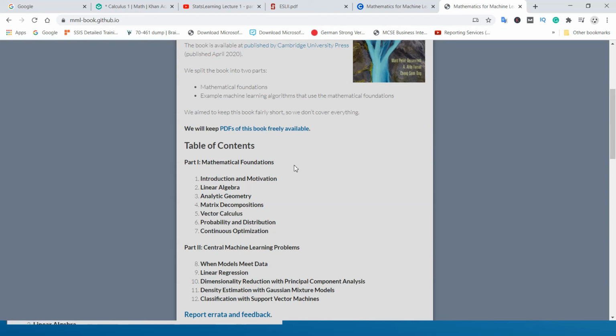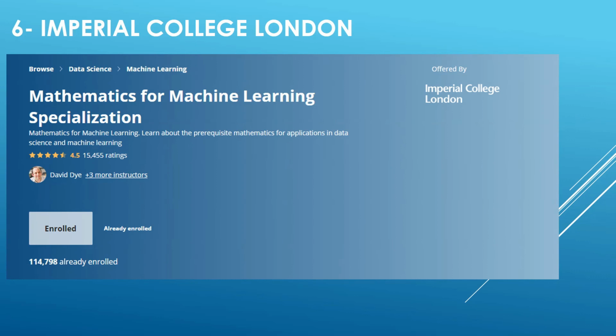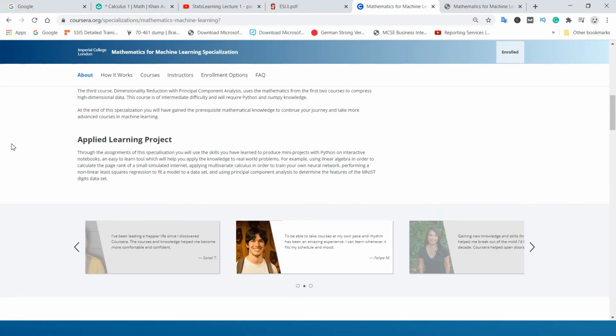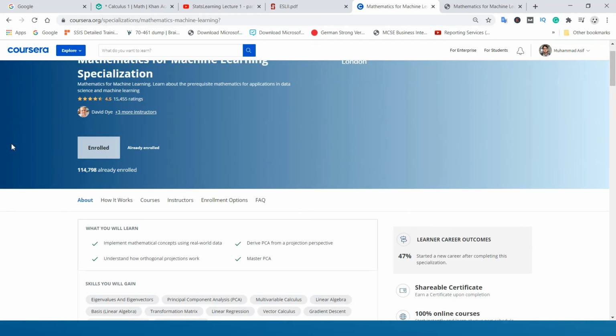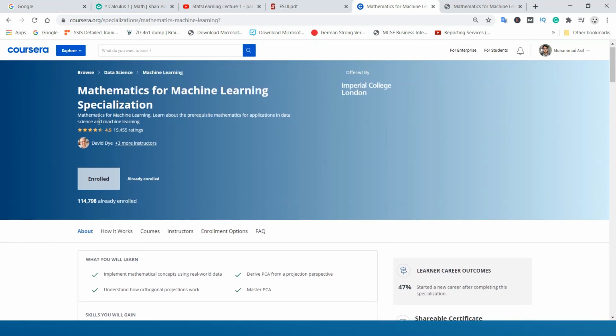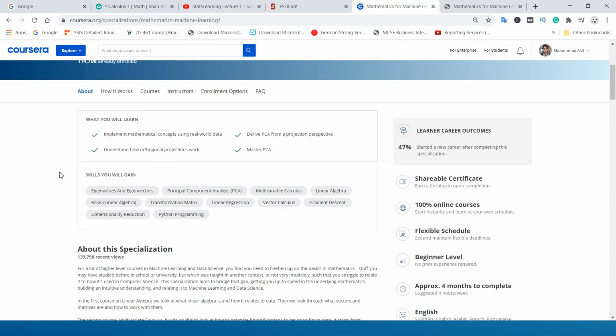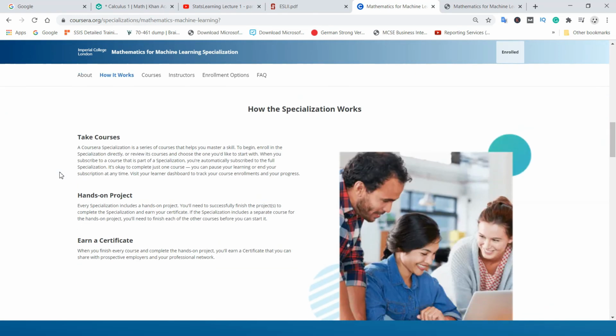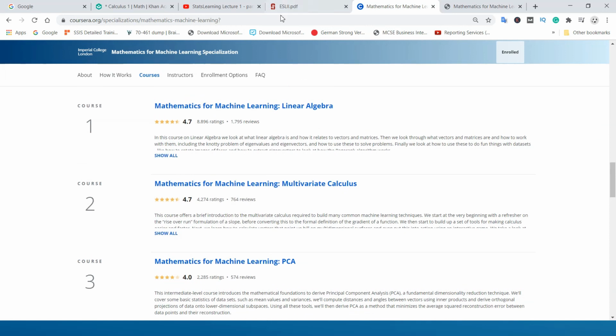The last resource is a Coursera course from Imperial College London. This is the Mathematics for Machine Learning specialization. Normally you have to pay for this course, but if you audit this course, then all the contents will be freely available to you. Here you can see the Mathematics for Machine Learning specialization. There are 3 courses available: mathematics for machine learning linear algebra, multivariate calculus, and PCA.